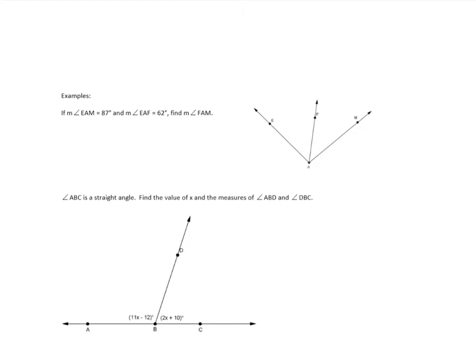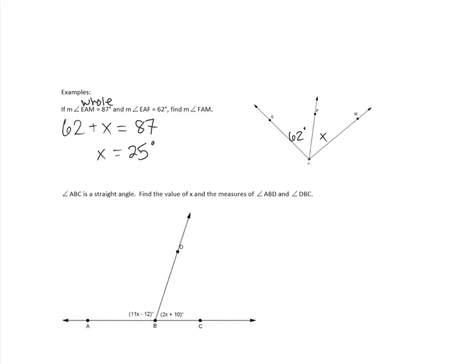Next, let's look at an example. If I have angle EAM is 87, so that's my whole, and angle EAF is 62, I want to find angle FAM. I'm going to call that X. Well, part plus part, so 62 plus X has to equal my whole of 87, then X must equal 25 degrees.